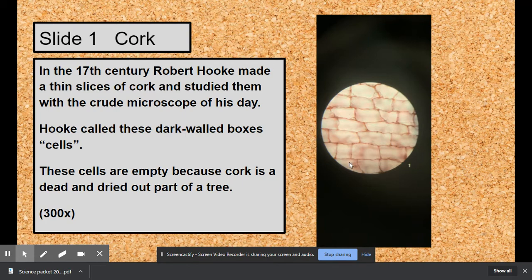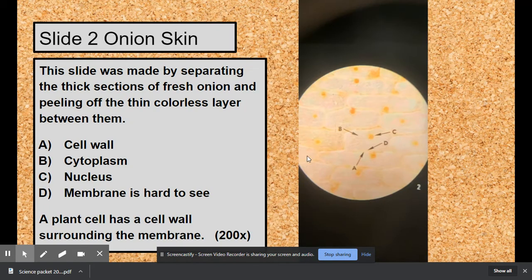And then I'm going to keep moving, so hopefully you paused, and then you can unpause it when you're ready to roll. Our next slide is onion skin.